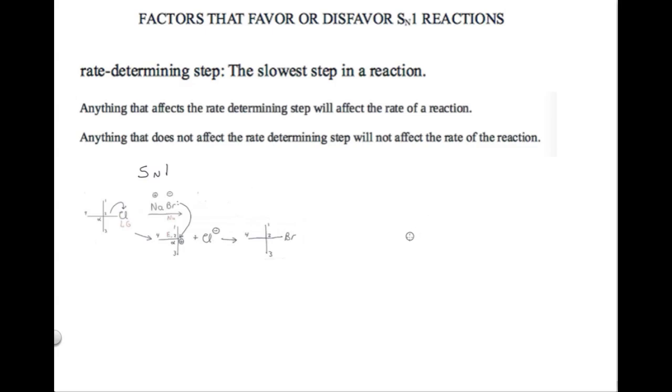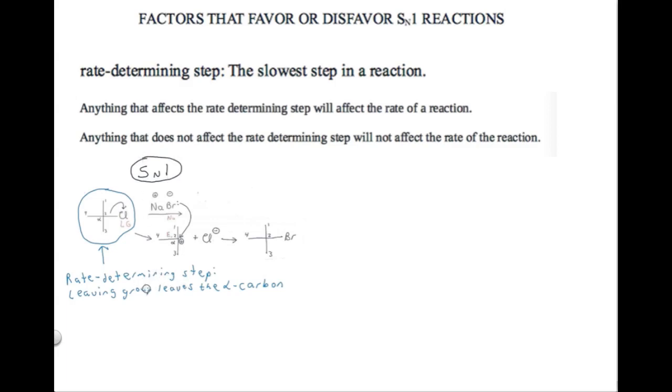Remember, what's your most important tool for figuring stuff out in organic chemistry? Formal charges. So when I asked you to figure out the rate determining step, I really hope you tried to figure that out by thinking about the formal charges. So we've decided that the rate determining step for an SN1 reaction is the first step when the leaving group leaves the alpha carbon. By the way, there's another reason why this is a difficult step. Do you remember what we're creating? This first step creates a carbocation.